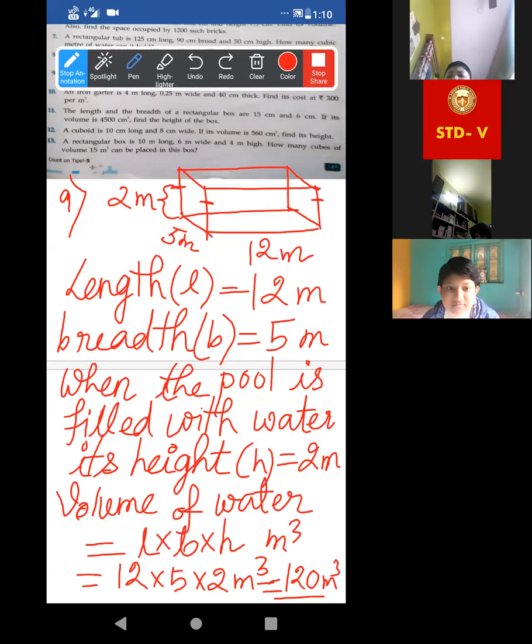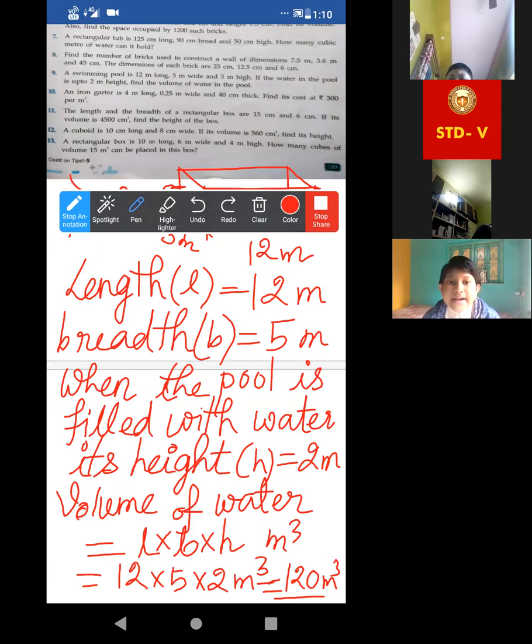Number 7 and 8 is only left. These are very easy. These two will be your homework. Okay, and I am just going to explain one time. Number 7. Look, our rectangular tub is 125 centimeter long, 90 centimeter broad, and 50 centimeter high. How many cubic meter of water can it hold? Just directly find the volume.